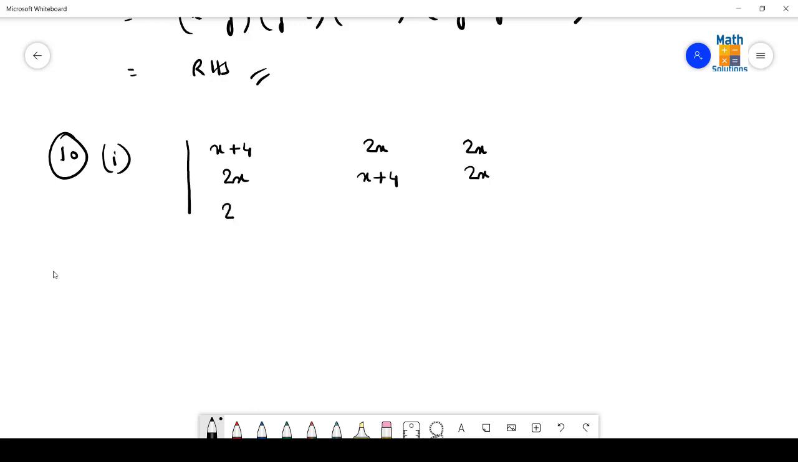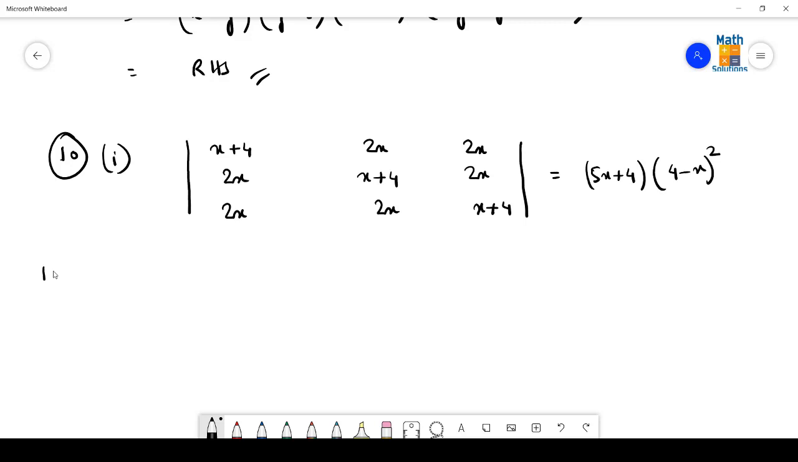So next, this is question number 10. Question number 10, the first one, we have to prove that the determinant with first row x plus 4, twice x, twice x, second row twice x, x plus 4, twice x, and third row twice x, twice x, x plus 4, comes as 5x plus 4 whole into 4 minus x whole thing square.